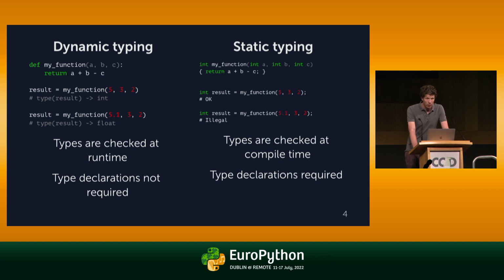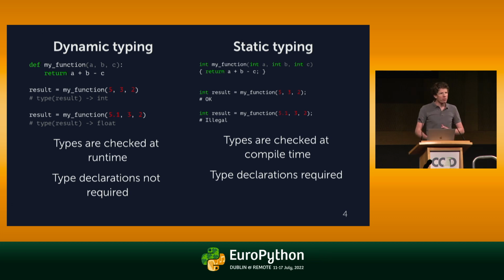These types are not checked at runtime, typically, but they are checked at compile time. This does mean that type declarations are required. As you can see, both the return types as well as the argument types are specified there. They're right in the code.